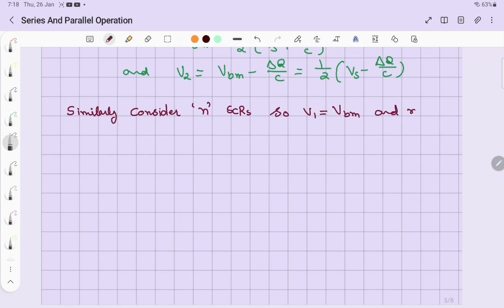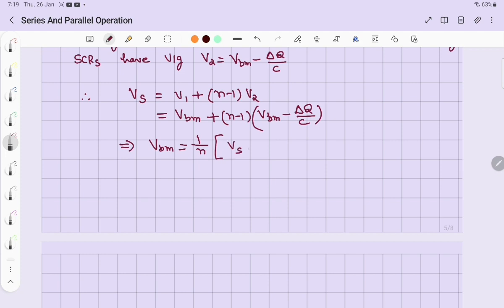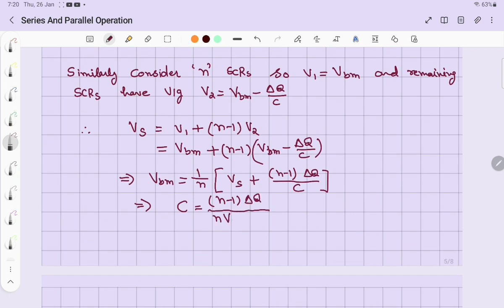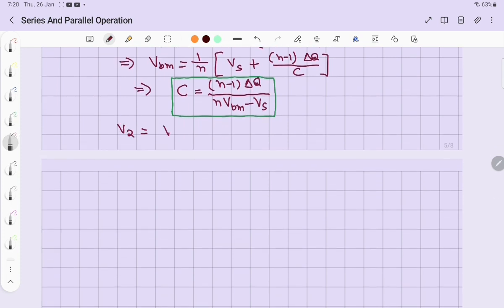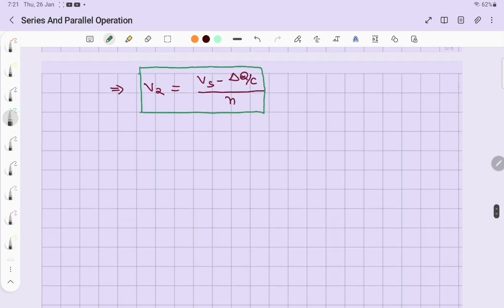Now let us say we consider n SCRs. The transient voltage across thyristor 1 is VBM, and the remaining SCRs would have VBM minus delta Q by C. So the total voltage Vs is equal to V1 plus n minus 1 times voltage V2, where V2 is the voltage shared by the remaining SCRs. It comes out to be VBM plus n minus 1 times VBM minus delta Q by C. On the basis of this, we can calculate capacitor C is equal to n minus 1 delta Q upon n VBM minus Vs. Similarly, we can calculate voltage V2, which is equal to VBM minus delta Q by C.